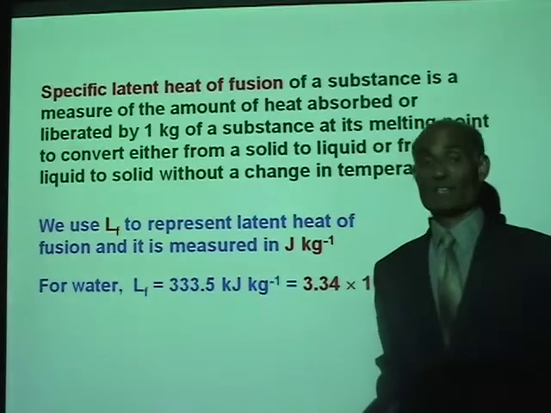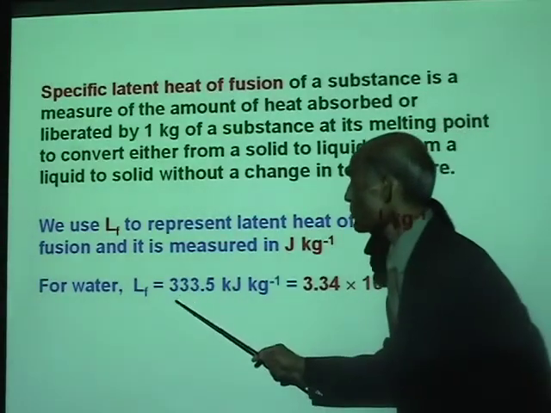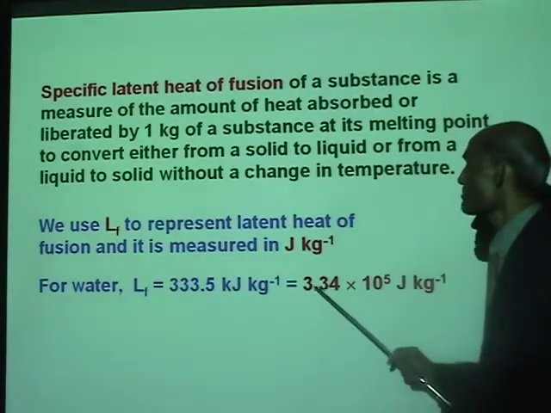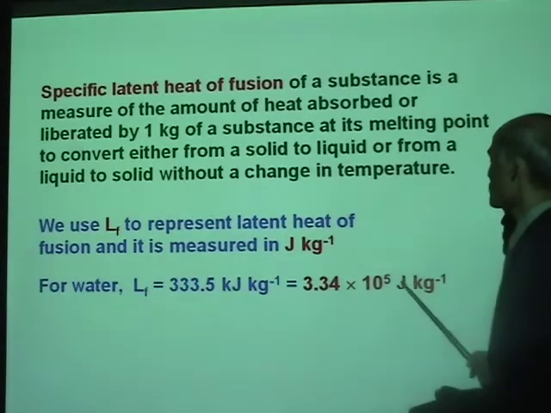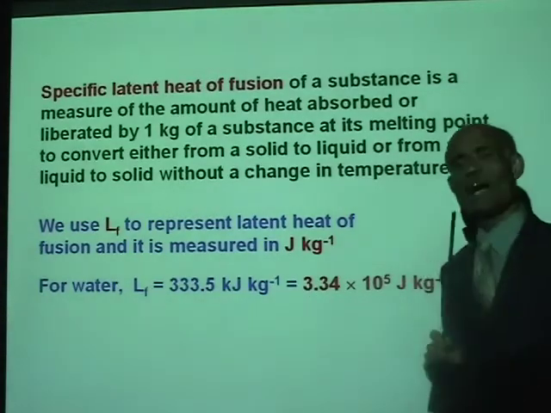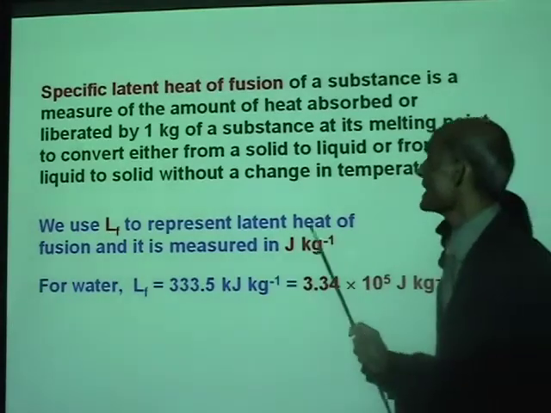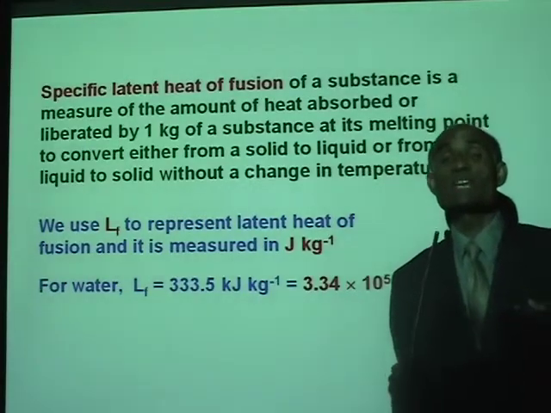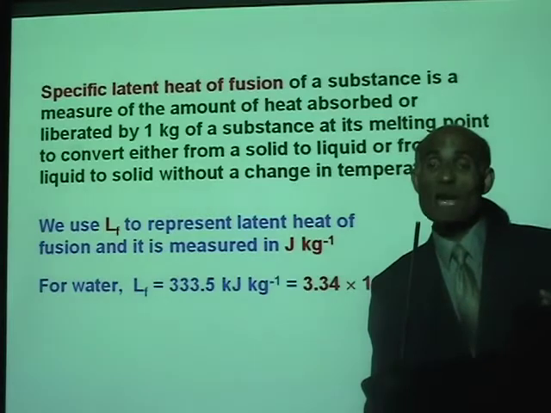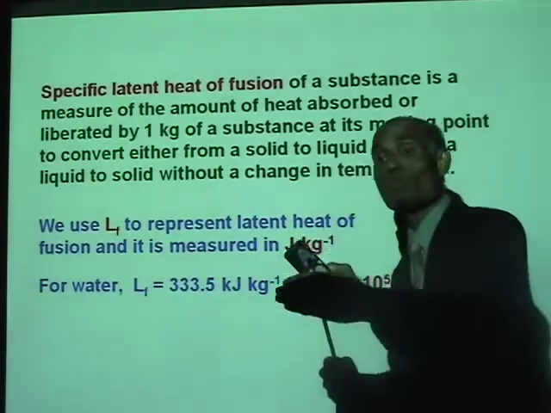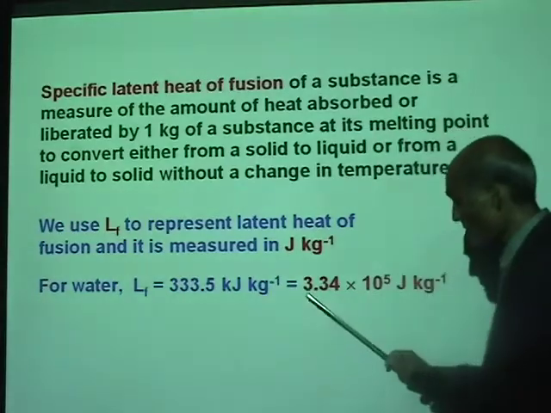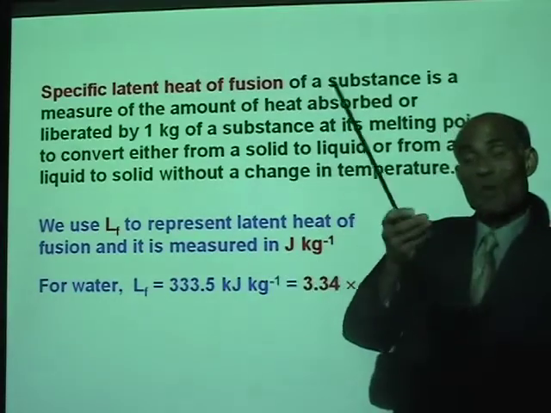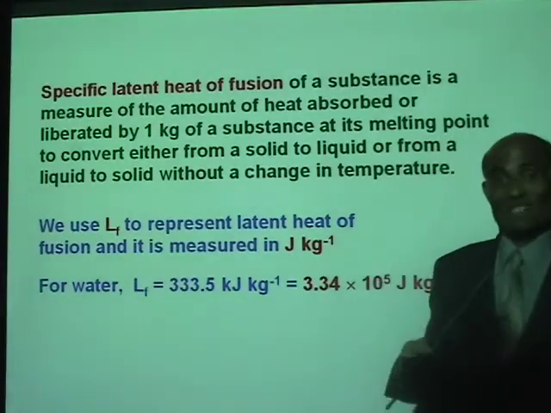And for water, this value is 333.5 kilojoules per kilogram, which is 3.34 times 10 to the 5 joules per kilogram. Write this down and keep it with you, learn it. The latent heat of fusion for water, that is, the amount of heat needed to convert 1 kilogram of ice to 1 kilogram of water without a change in temperature, is this value. That means when 1 kilogram of water is converted to ice, this much heat will be liberated.